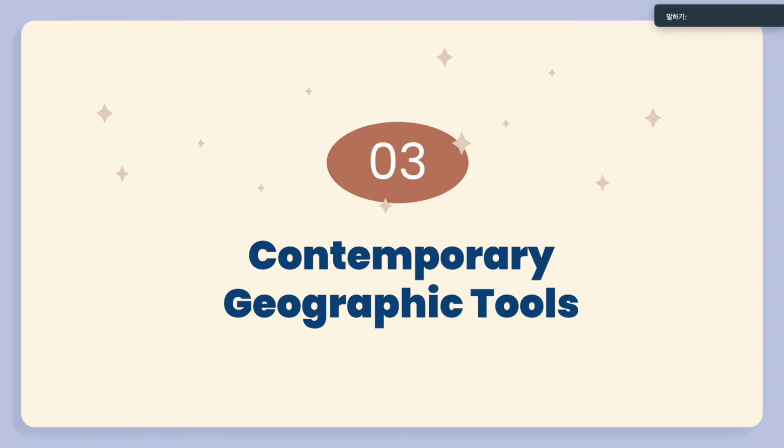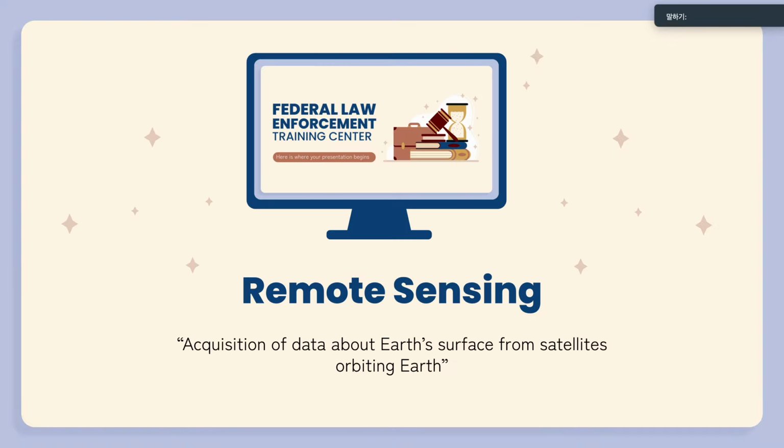And nowadays, people are able to access maps through smartphones, computers, and other electronic devices. Online services of map were enabled by contemporary geographic tools. Unlike the past, people use the method of remote sensing to gather data about Earth. Remote sensing is an acquisition of data about Earth's surface from a satellite orbiting the Earth.